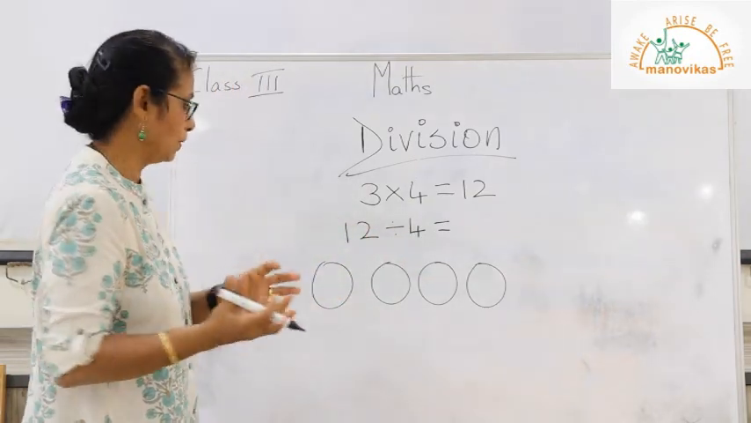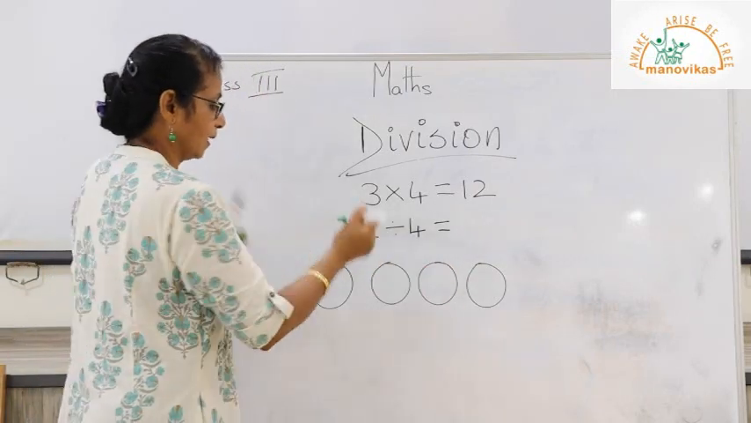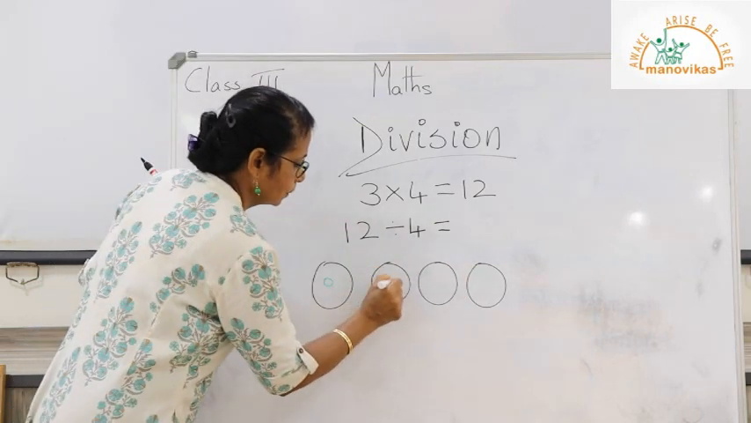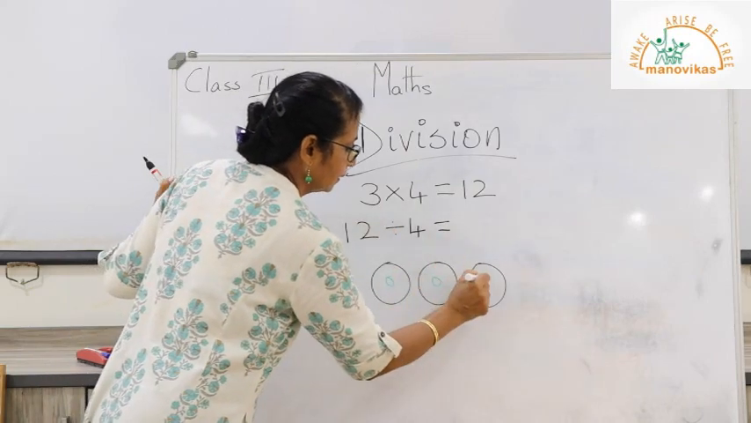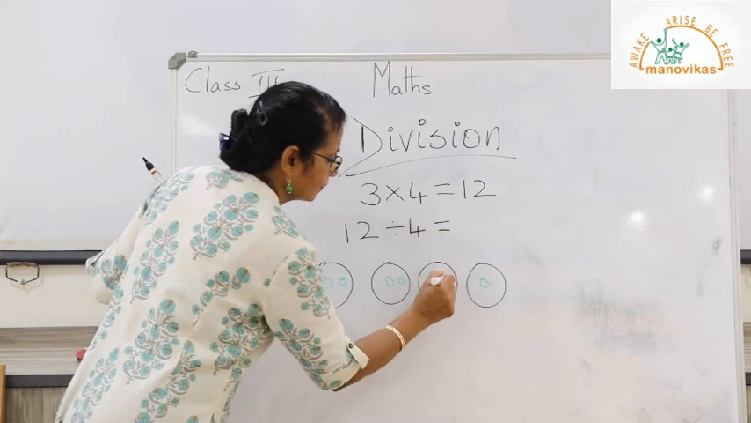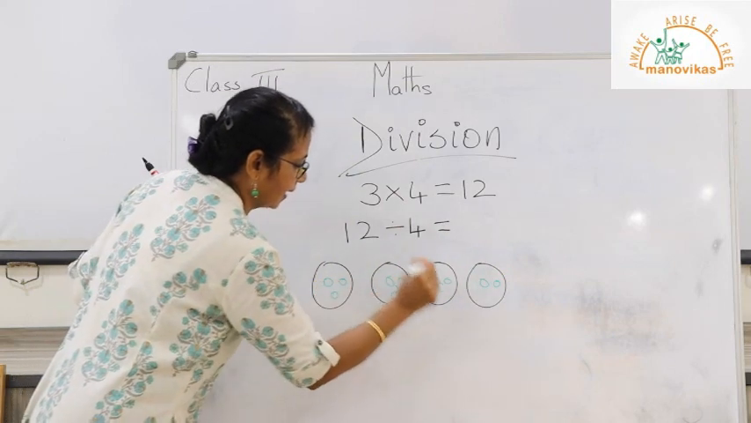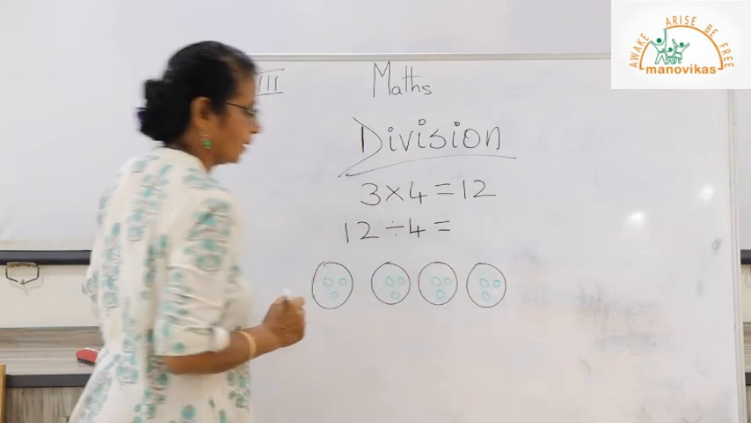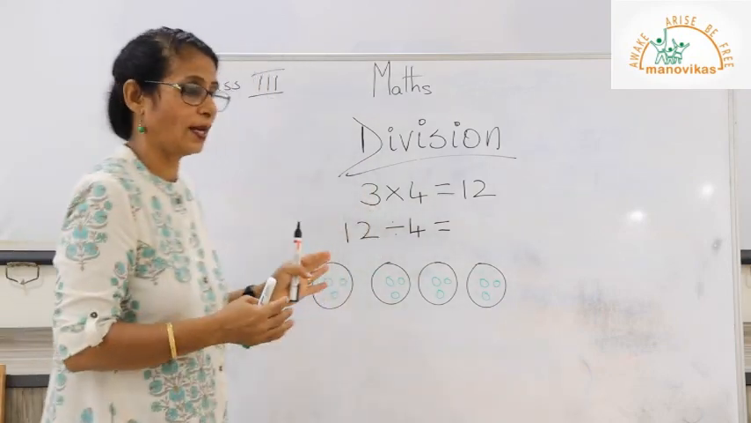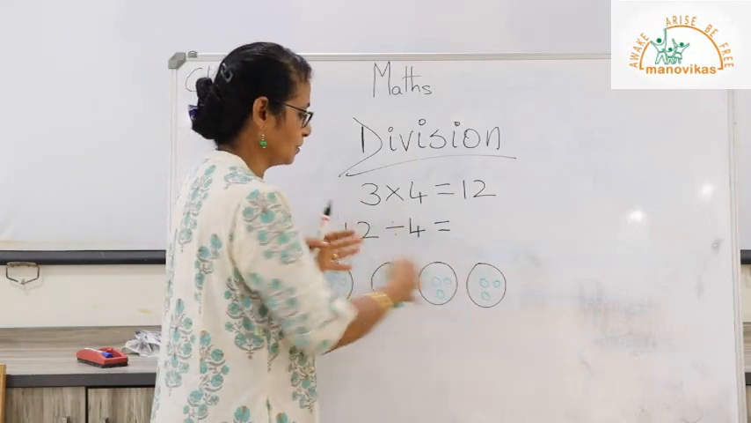If the objects are, say, balls, then we have to put the balls by dividing them equally in these 4 groups. So we have 1, 2, 3, 4, 5, 6, 7, 8, 9, 10, 11, 12. We cannot add more. Why? Because the number that is given to us is 12. We have only 12 and we are supposed to distribute or share them in these groups.